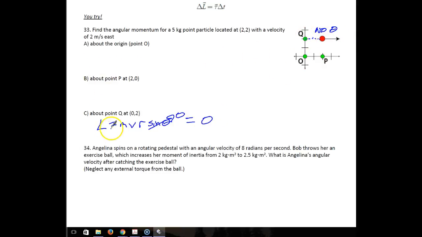So, 3 ways to think about angular momentum. It's the same particle moving with the same linear speed, but depending on where we stand, that changes the angle. So that's a little bit more difficult concept. You might have to go back and repeat that a couple of times.